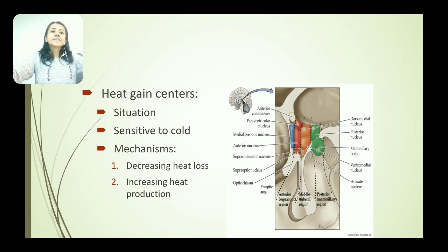Now, next is heat gain centers. They are situated in the posterior hypothalamus and they are sensitive to cold. Whenever body temperature decreases, they are stimulated and they increase body temperature by decreasing heat loss and increasing heat production.